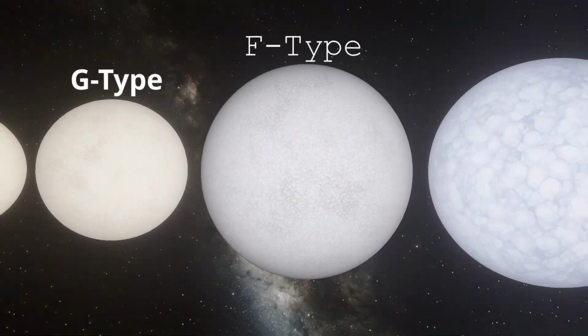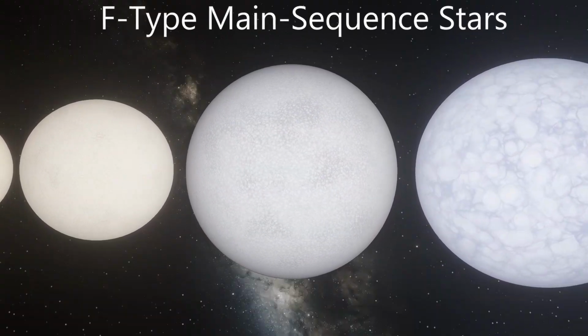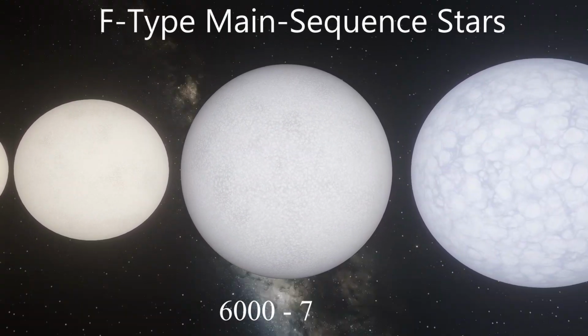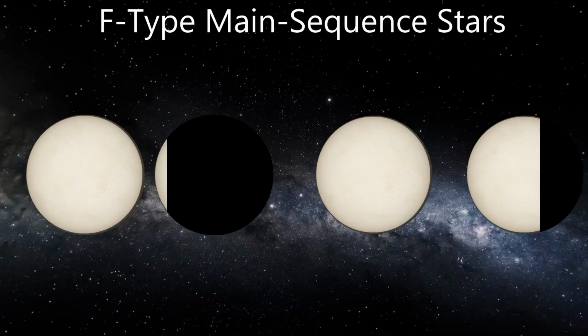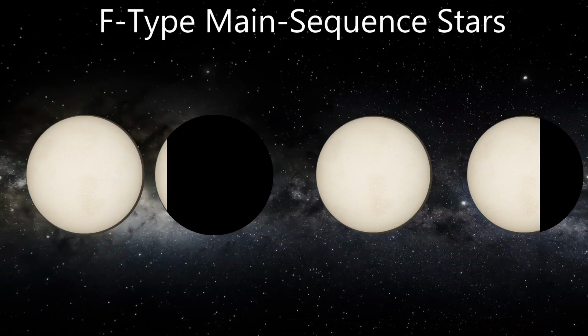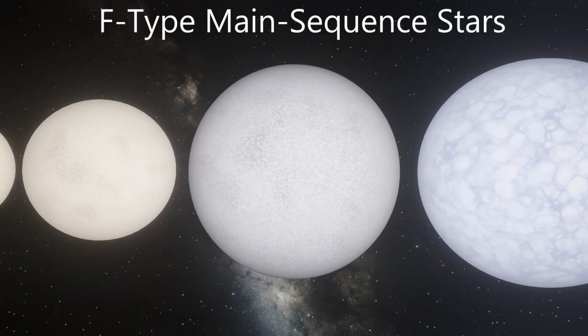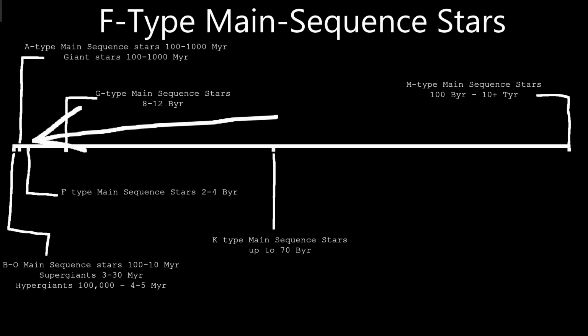F-class main sequence stars are hotter than G-type stars, being between 6,000 and 7,300 Kelvin, and are around 1.1 to 1.6 times the mass of the Sun, spending an even shorter time in their hydrogen-burning main sequence phase, spending 2 to 6 billion years fusing hydrogen into helium.